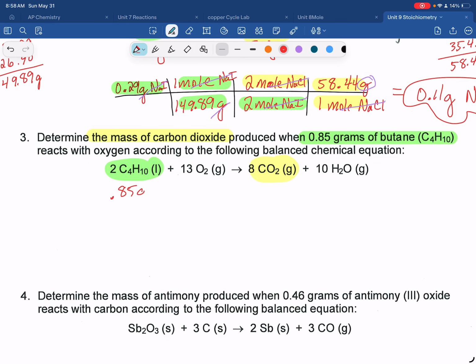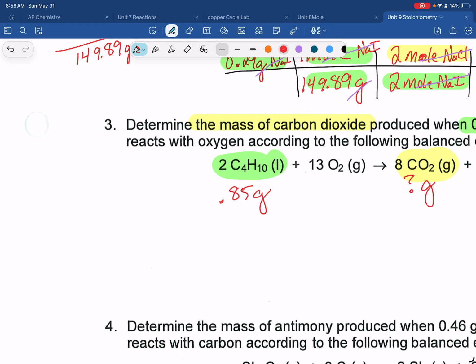All right, let's fill in what we know. 0.85 grams. So we're starting with 0.85 grams of butane, and we want to end up with grams of carbon dioxide. So I'm going to, on this side, figure out the molar mass of butane.